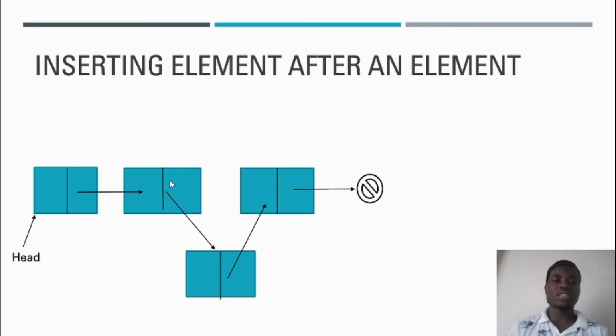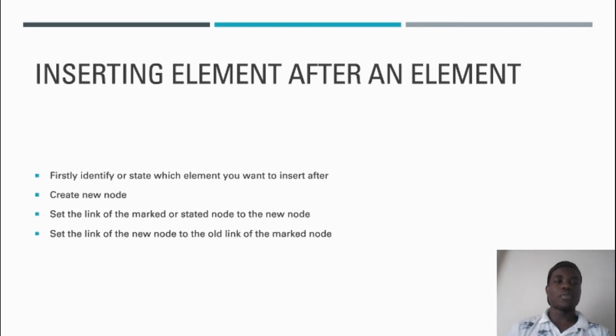So basically, this is the target node. We point its link to the new one, and this target node was pointing to this one. So now we take that link and point it to where? This one, but then we use the new node, right?